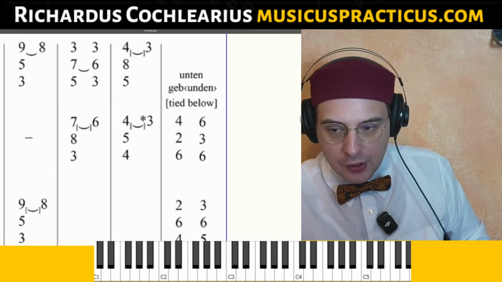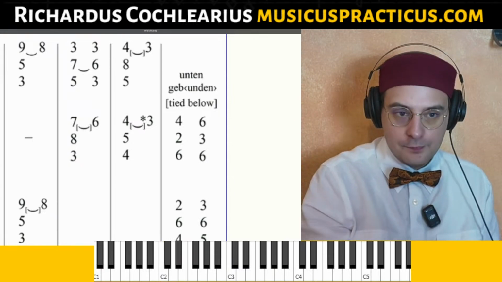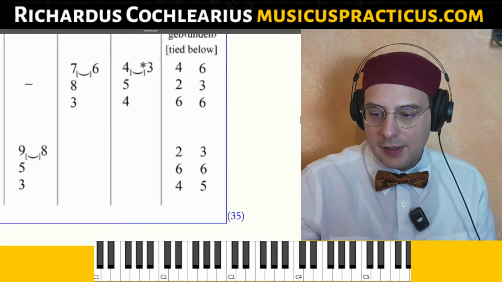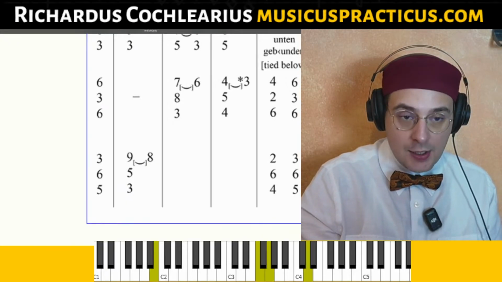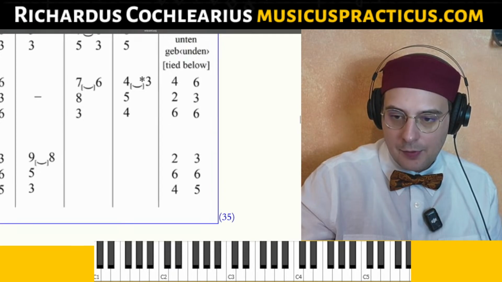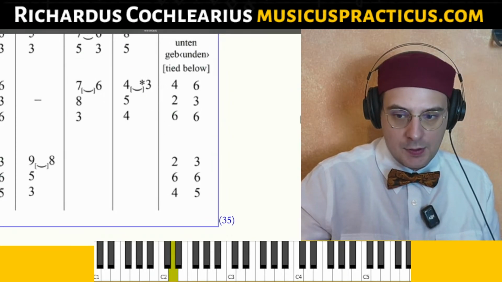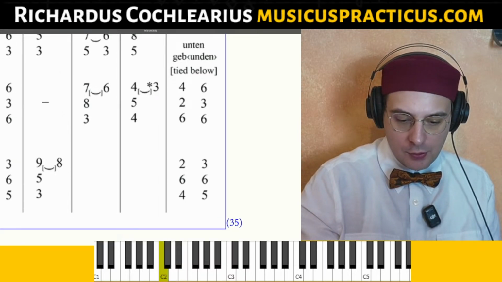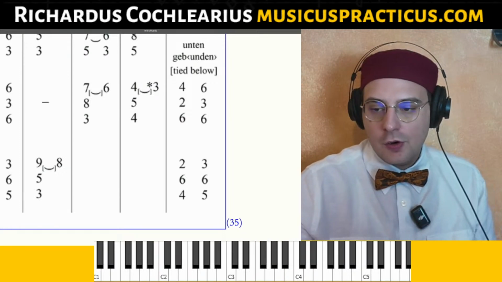And the last case, of course, with a tied bass, because 2, 4, 6, 6, 2, 4, 6, 3, 6, tied bass, clear. Then another example with 5, 6, 3, 9, 8, and then another example of the tied bass. 4, 6, 2, 5, 6, 3. Okay.